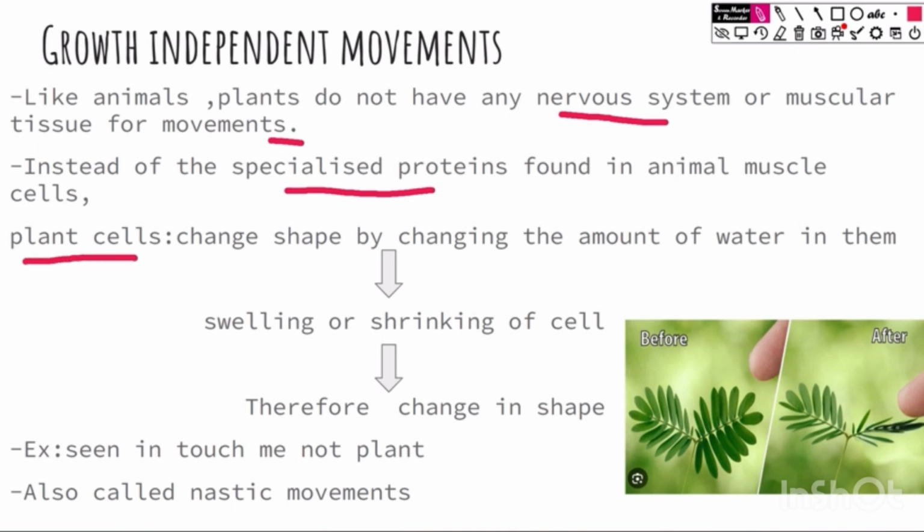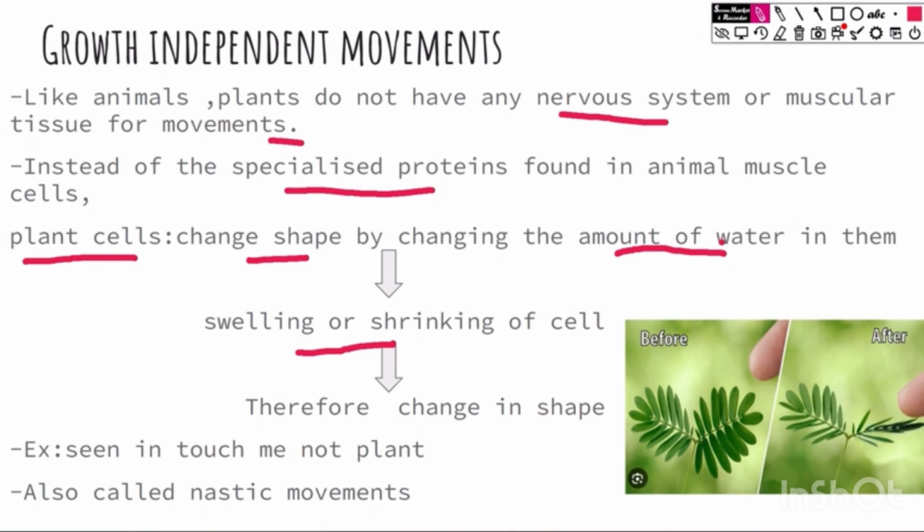So how are these growth independent movements occurring? There is no brain sending signals, or no muscle tissues which have any receptors. So what is happening is there is a change in shape. How is there a change in shape? By swelling or shrinking of cells. Whenever the cell is swelling or shrinking, this means there is a change in the water amount. That could be the only possible reason why a cell shrinks or swells. If water rushes in, the cell swells; if water rushes out, the cell shrinks.